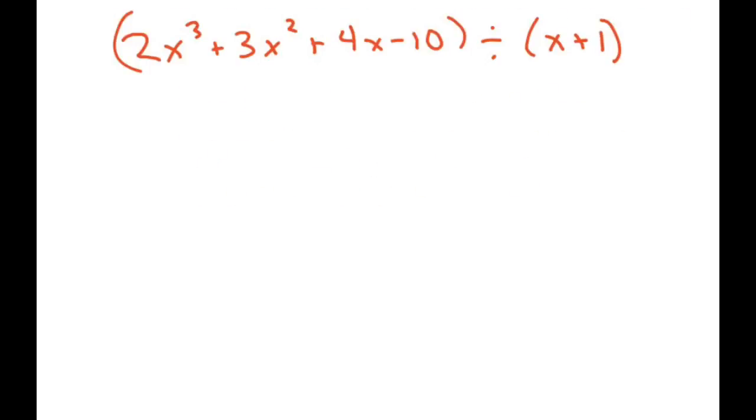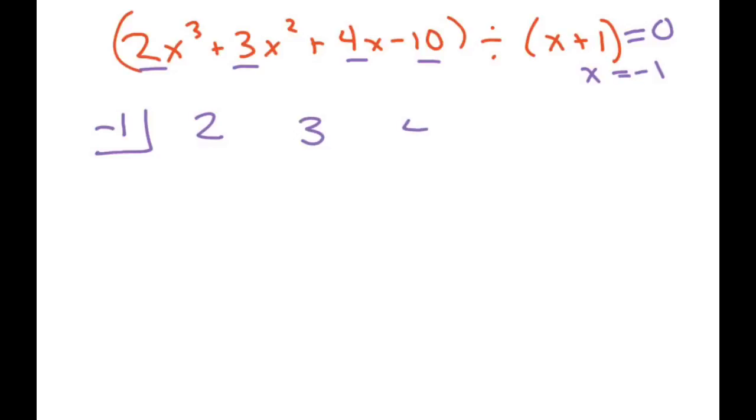I know if you've already done this before, you set it up differently, but it's the same process. The way I set it up is I set this to 0. This is my divisor, so that would be x is -1, and the -1 is what I put in a little box. Then I write my coefficients: 2, 3, 4, -10. Make sure you have this in descending order, so this would be your x cubed, x squared, x, 1, and this would be x to the 0. X to the 0 equals 1, by the way.